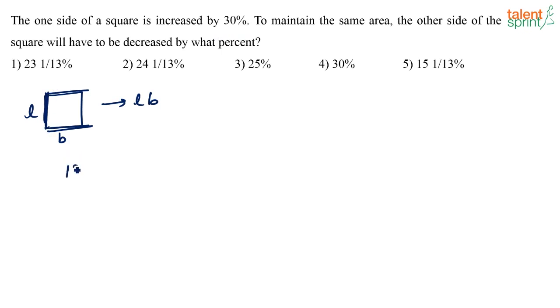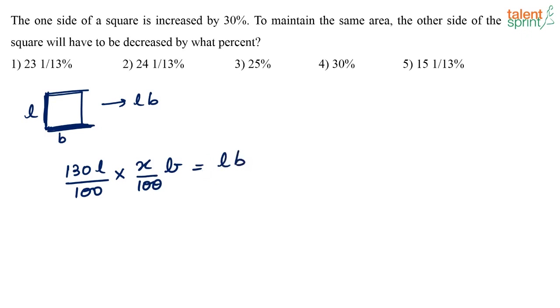So, what is it? 130 L by 100, right? Now, because of this increase, what should I do? I have to decrease this side by X percentage, right? Into X by 100 B. Now, when I do this, I'm actually decreasing this side by X percentage, or when I do this, what should I get?